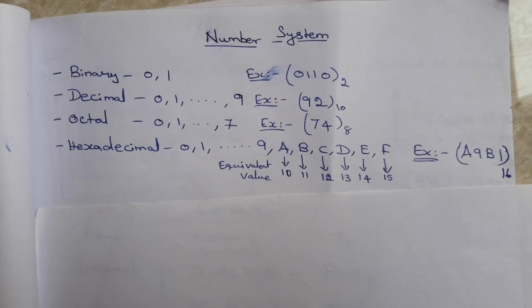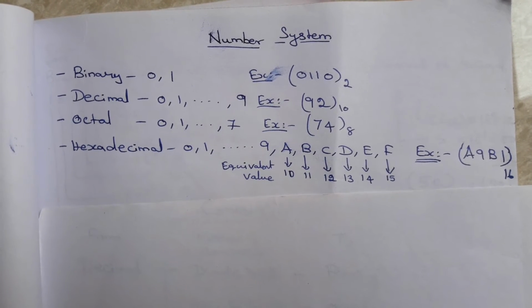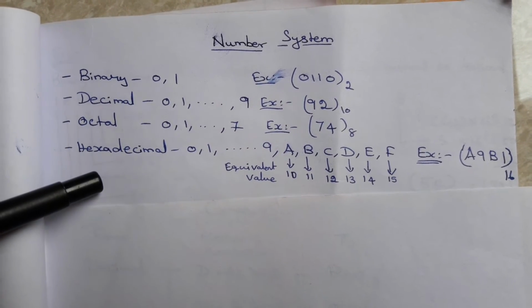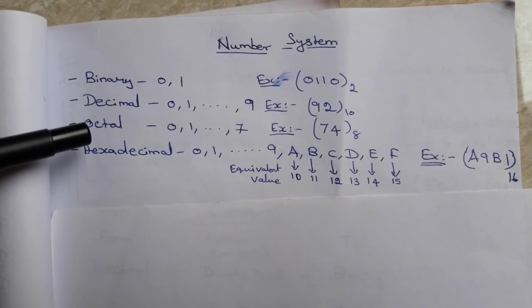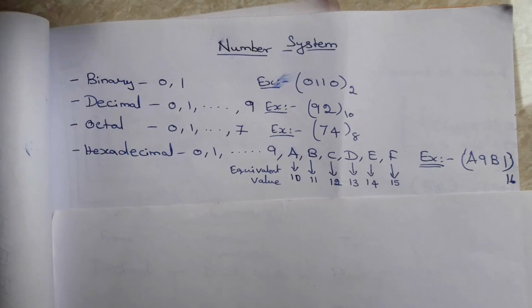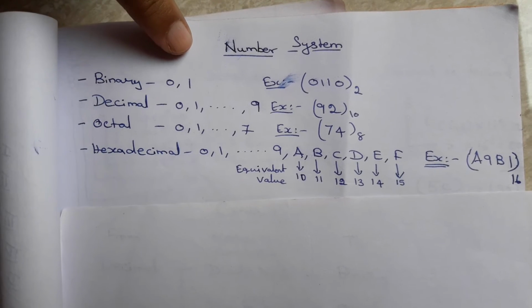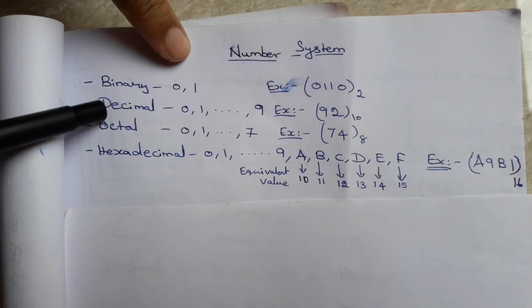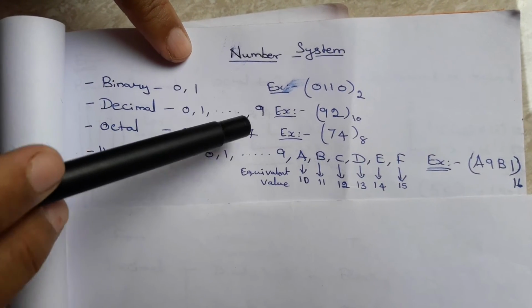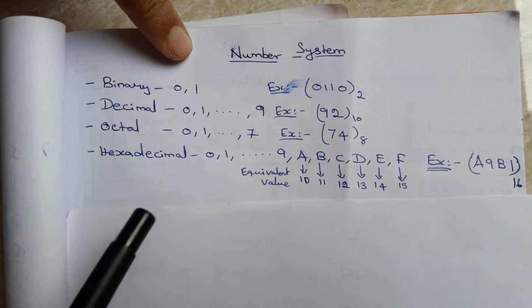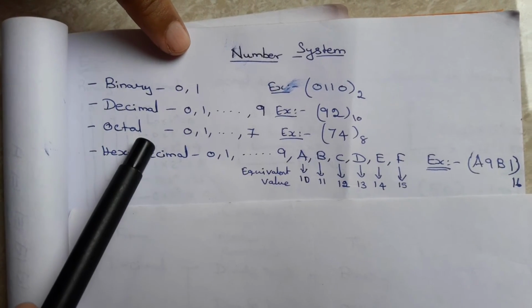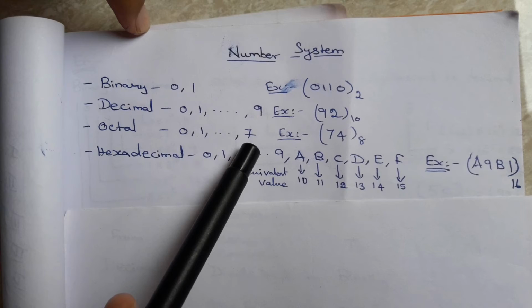So today we are going to see about the number system. There are four important number systems available: binary, decimal, octal and hexadecimal. The binary is represented using two digits only, 0 and 1, whereas the decimal is represented using 10 digits, starting from 0 to 9. And the octal numbers are represented using 0 to 7.